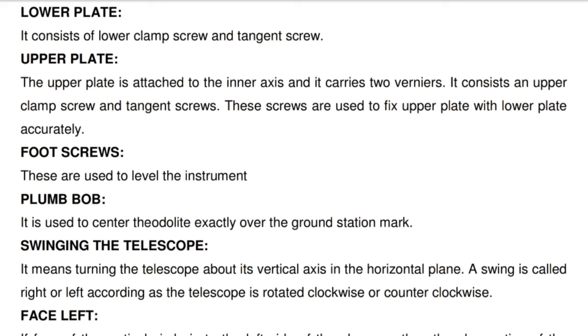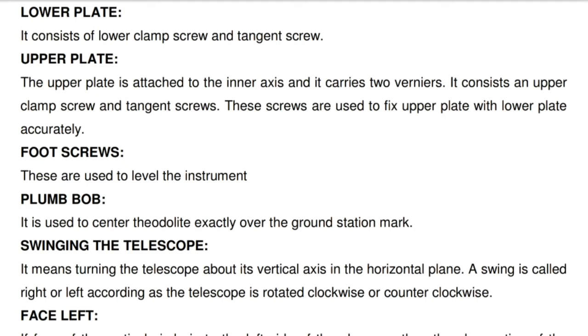Lower plate. It consists of lower clamp screw and tangent screw. Upper plate. The upper plate is attached to the inner axis and it carries two verniers. It consists of an upper clamp screw and tangent screws. These screws are used to fix upper plate with lower plate accurately. Foot screws. These are used to level the instrument. Plumb bob. It is used to center theodolite exactly over the ground station mark.